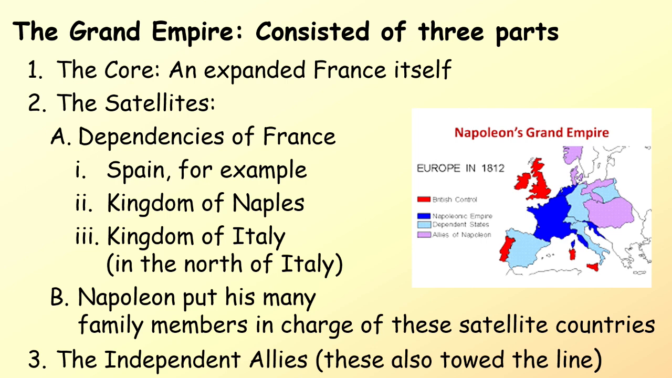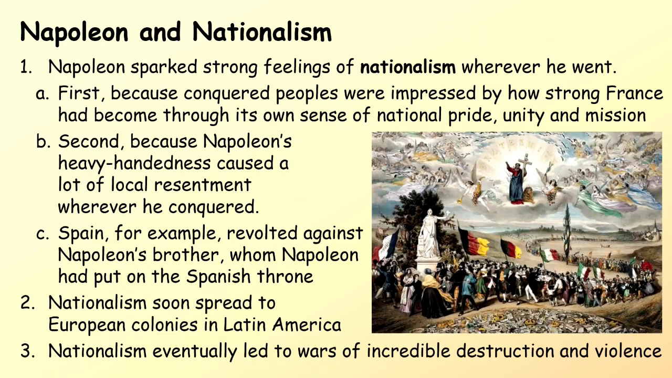The next level was the satellites, the satellite states. And these were dependencies of France. For example, Spain and the Kingdom of Naples and the Kingdom of Italy in the north of Italy. And you see these in the light blue. Napoleon put his family members in charge of some of these satellite countries. Then you had the independent allies. These were nominally independent countries, but they knew to toe the line and do what Napoleon wanted.